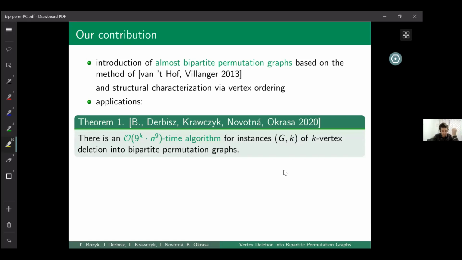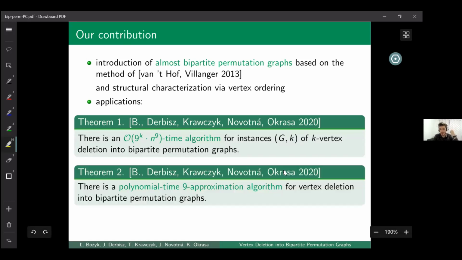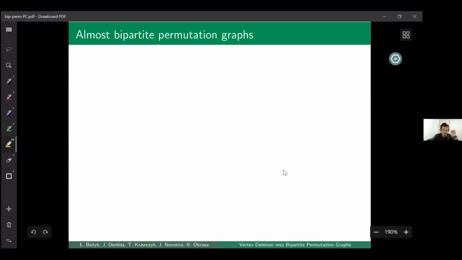It would allow us to provide a 9 to the k times n to the 9 algorithm for k-vertexization to bipartite permutation graphs. And we can also slightly modify this result in order to obtain a 9 approximation algorithm. It's basically very similar reasoning based on this structure.